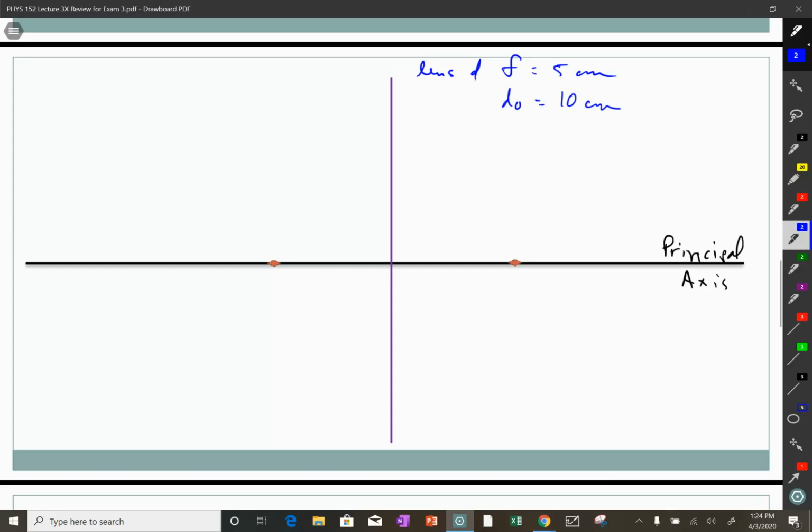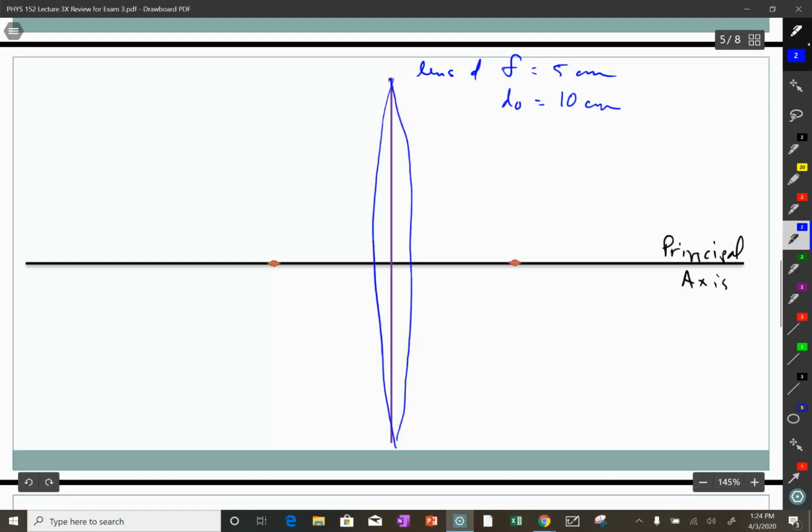And so the first thing is, what do I do with the lens? Well, it is kind of nice to just draw something like this to tell me, yes, I know that's a converging lens because it has a positive focal length. And I have my primary focal point and my secondary focal point.